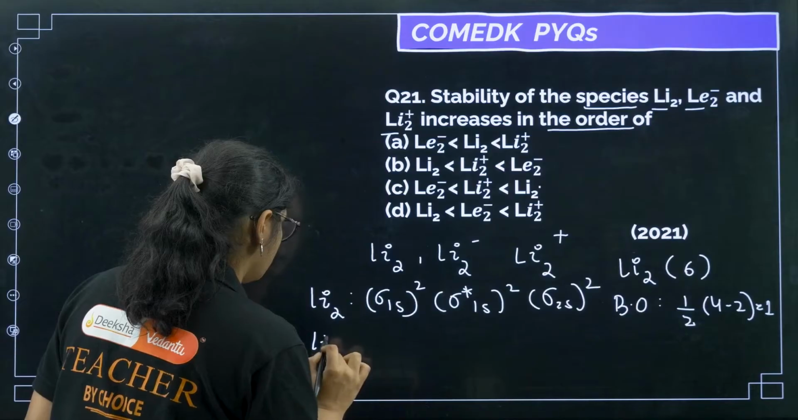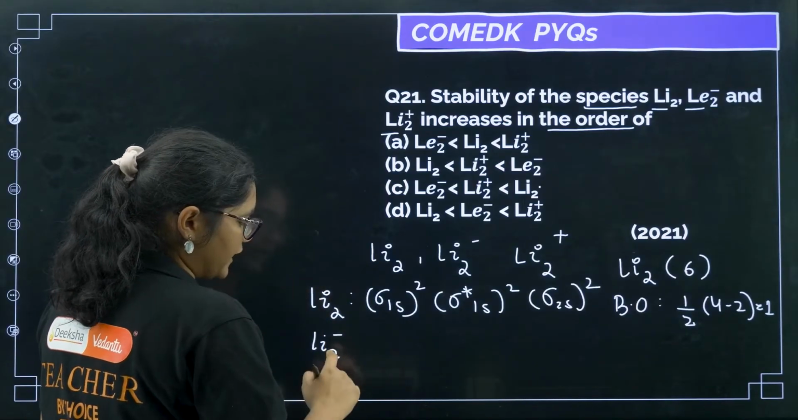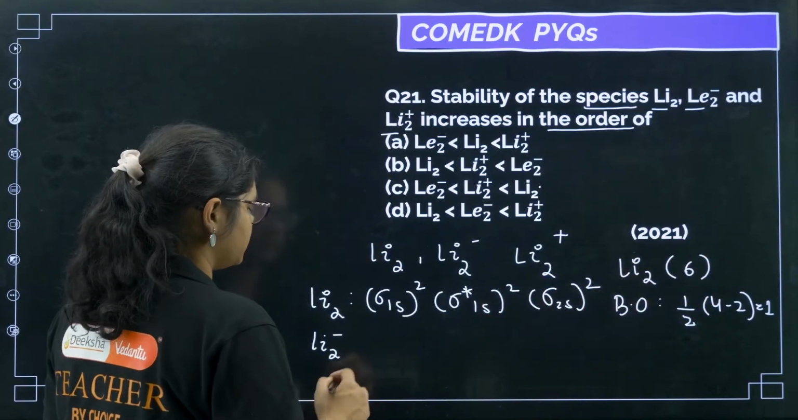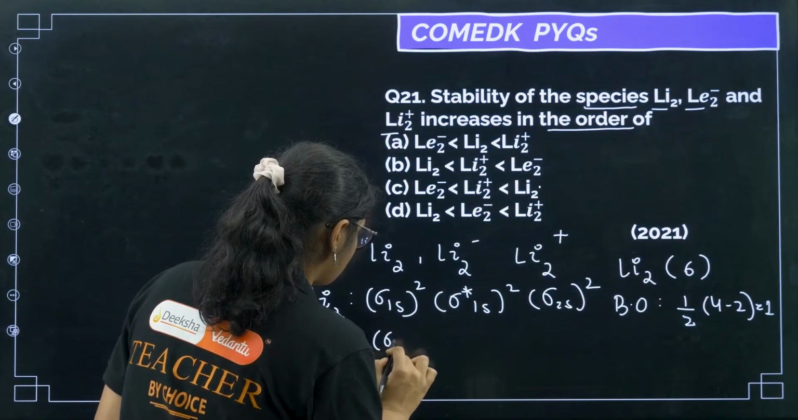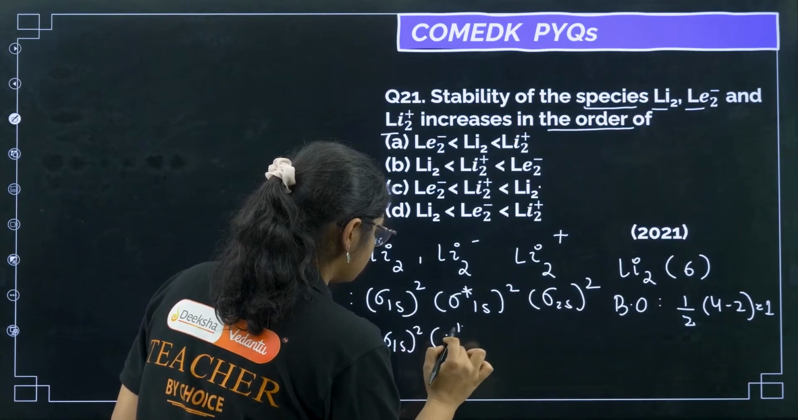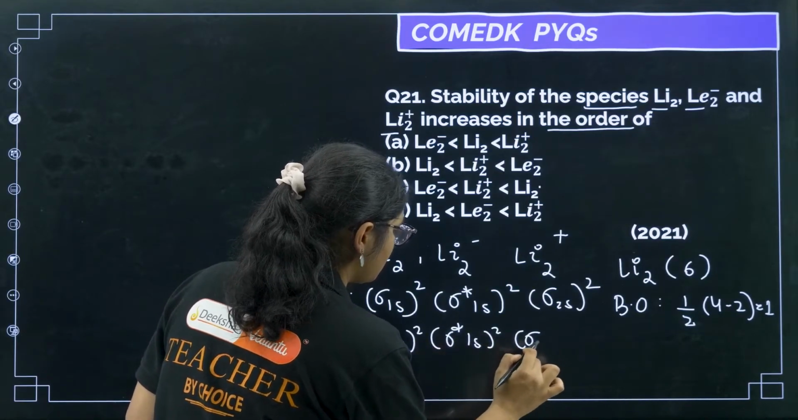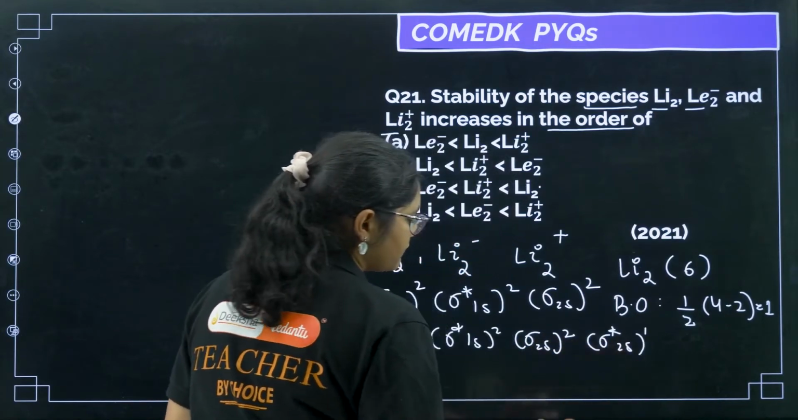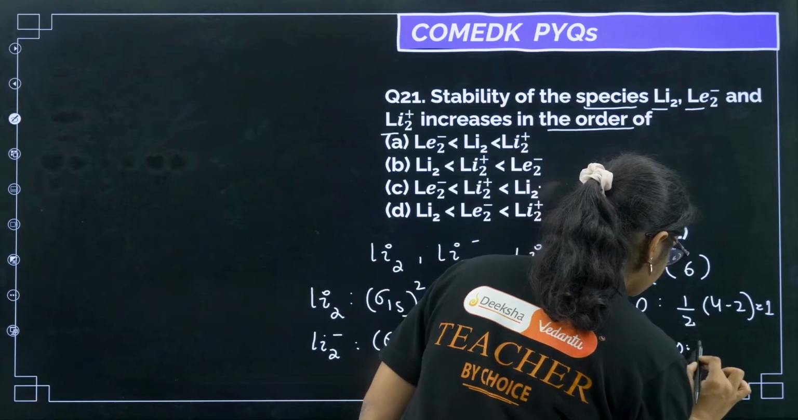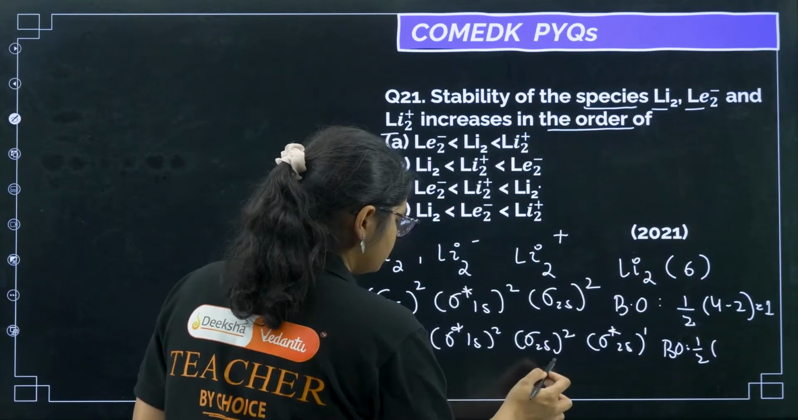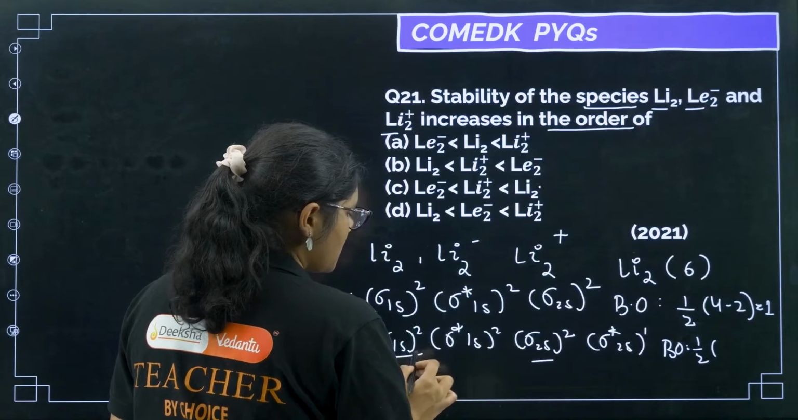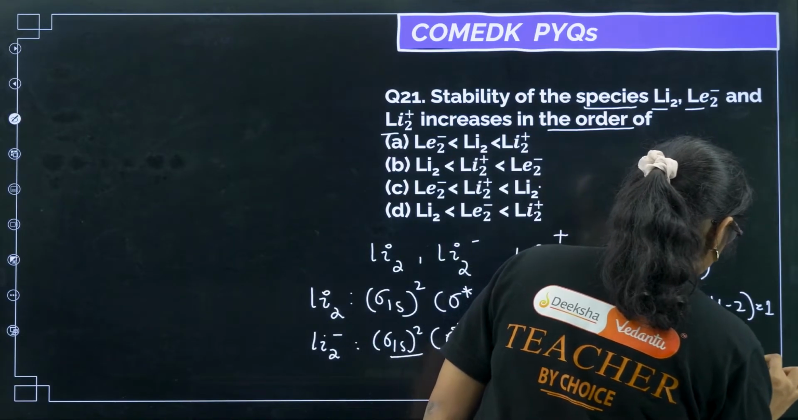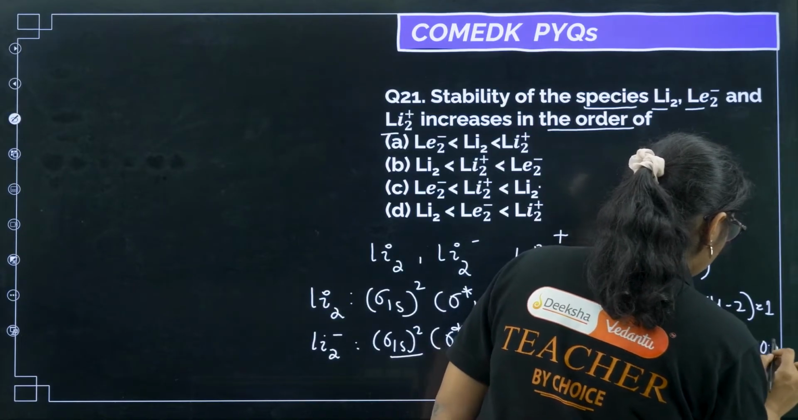Then we have Li2 minus. Li2 minus will have how many electrons? 6 plus 1, so 7 electrons will be there. So the configuration is sigma 1s2, sigma star 1s2, sigma 2s2 and sigma star 2s1. To calculate the bond order, it is half of the bonding electrons, 2 plus 2 is 4, minus 3 antibonding, so 4 minus 3 is 1, and 1 by 2 is 0.5.